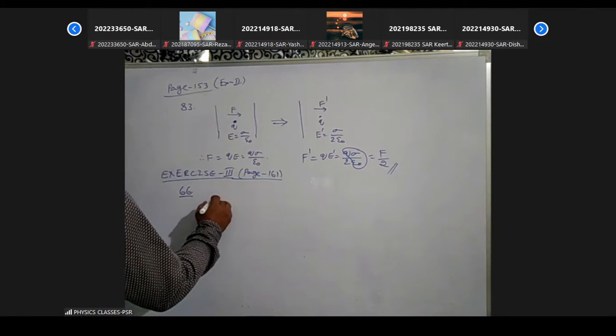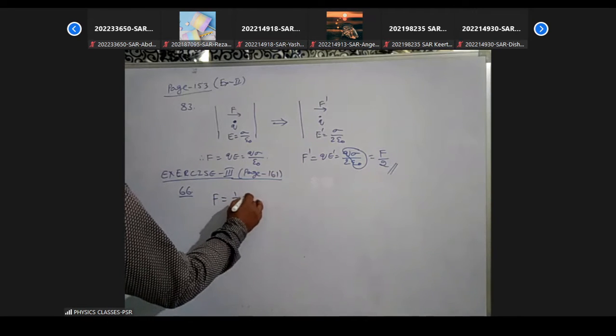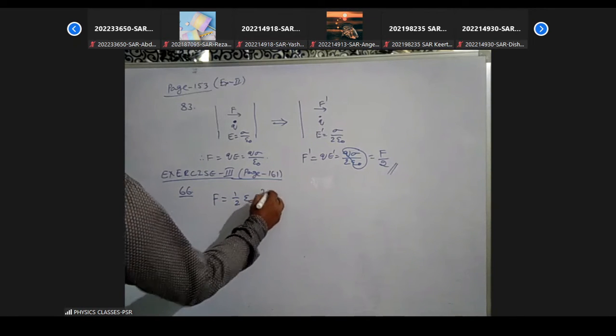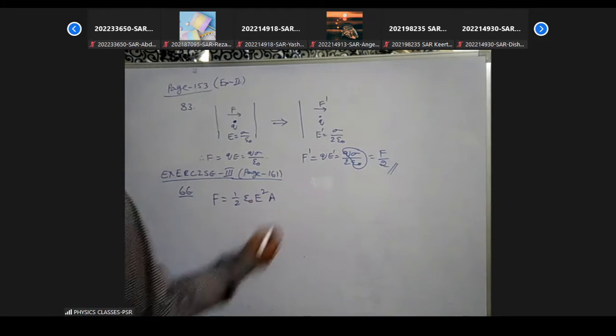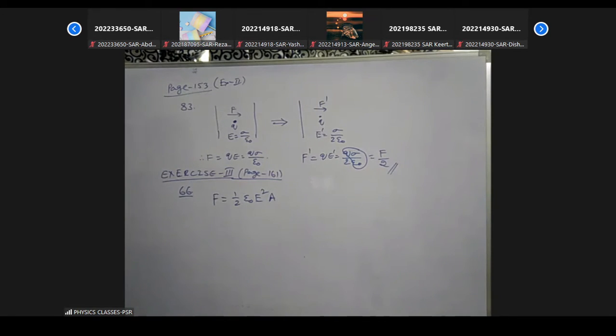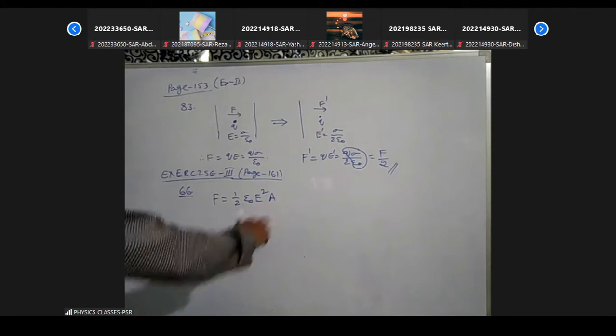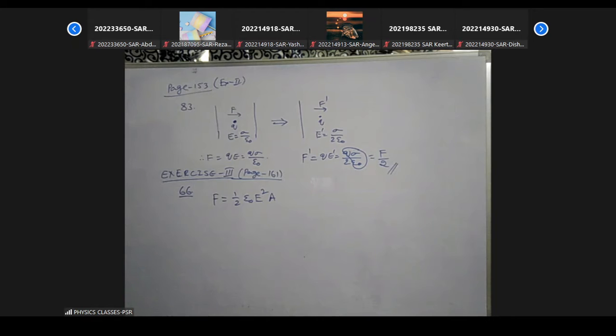Here, what is the formula for force? F is equal to half epsilon naught E square A. That is the formula for force. But Q is given, E is given. So one should eliminate epsilon naught and A. How can you eliminate it?